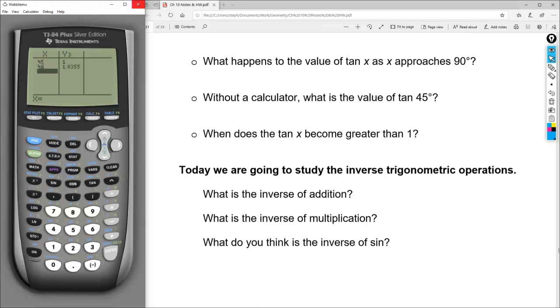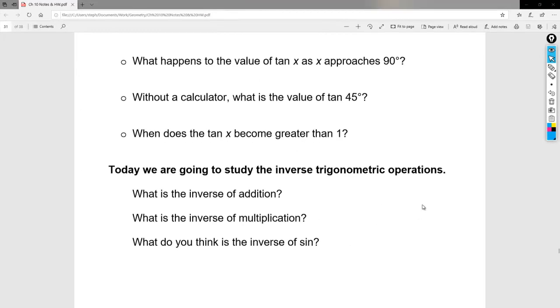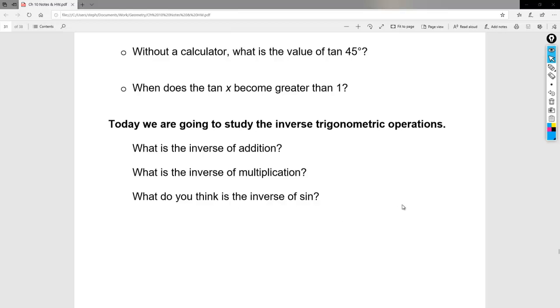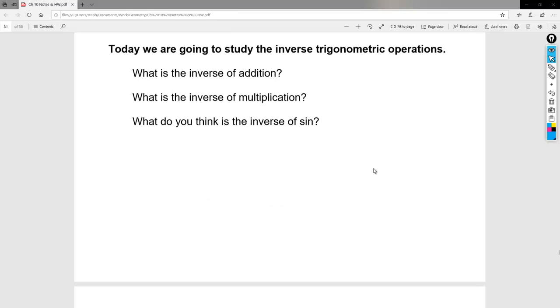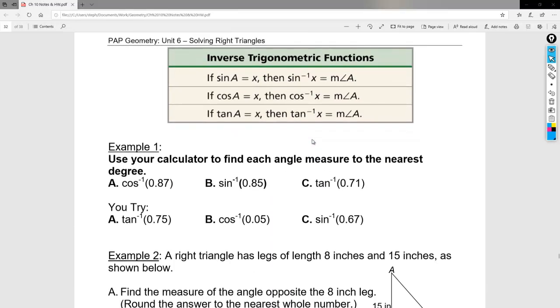Okay, so what we're going to talk about today is inverse. All right, so a little bit of what we talked about last time, how sine is its own operation, and we can't get rid of sine unless we know the inverse. Well, now we're going to talk about the inverse. All right, so some things to think about. What is the inverse of addition? Subtraction. What's the inverse of multiplication, which we know is division? So then, is there an inverse of sine?